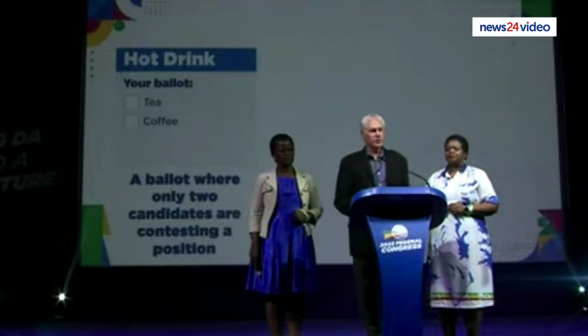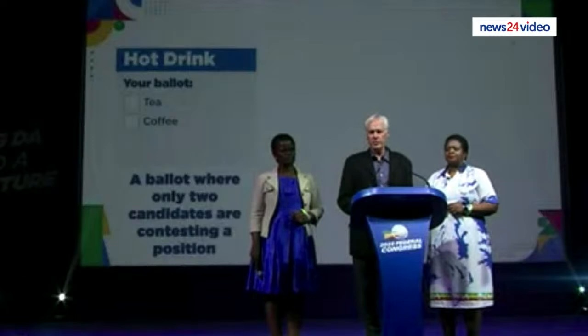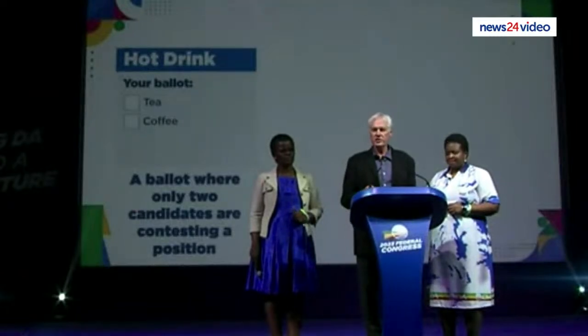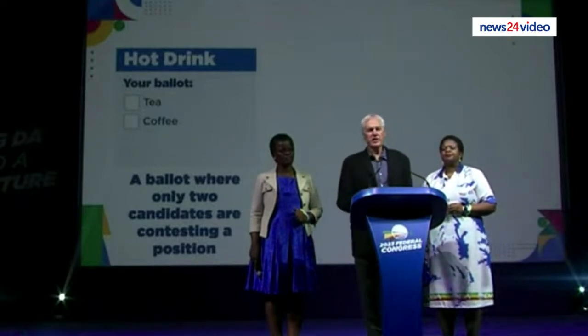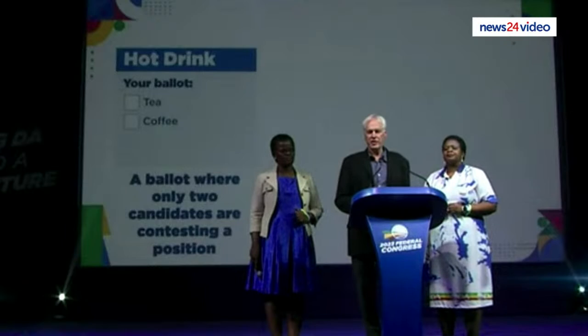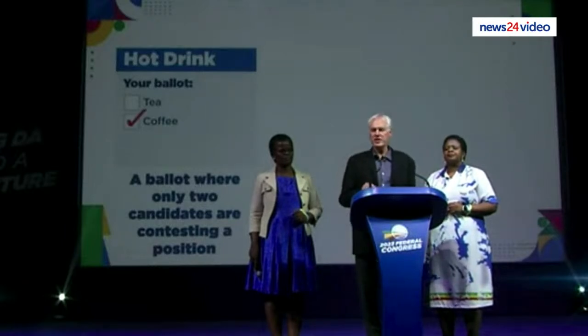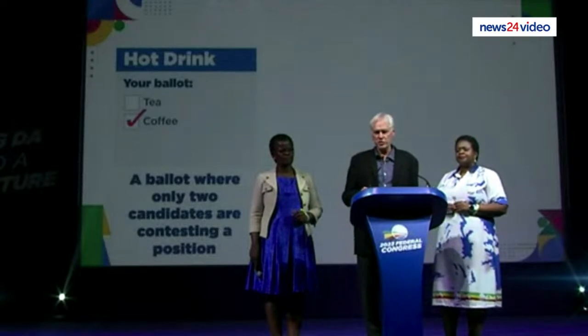Is to select your preferred candidate. Simple. So you're going to click on the checkbox next to the preferred candidate of your choice. In this example, you're going to have a choice between two hot drinks, either tea or coffee. And you'll select the checkbox next to your candidate of choice. In this case, your beverage of choice.